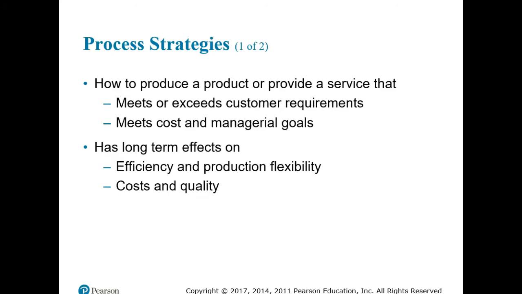The objective is to create a process that can produce offerings that meet customer requirements within cost and managerial constraints, which is what we covered in the last slide. However, you also want to know that the process selected will have long-term effect on efficiency and flexibility of production, as well as on cost and quality of goods produced. So your process strategies: how to produce a product or provide a service that, number one, meets or exceeds the customer's requirements, meets cost and managerial goals, and has long-term effects on efficiency and production flexibility and costs and quality.